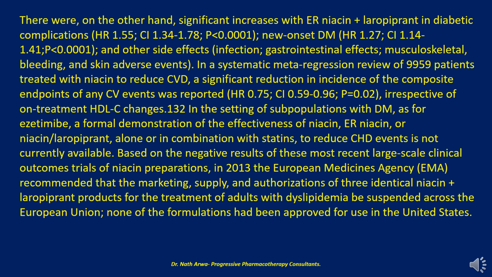In a systematic meta-regression review of 9,959 patients treated with niacin to reduce cardiovascular disease, a significant reduction in incidence of the composite endpoints of any cardiovascular events was reported, hazard ratio 0.75, with a 95% confidence interval of 0.59 to 0.96, with a p-value equal to 0.02, irrespective of on-treatment HDL-C changes.